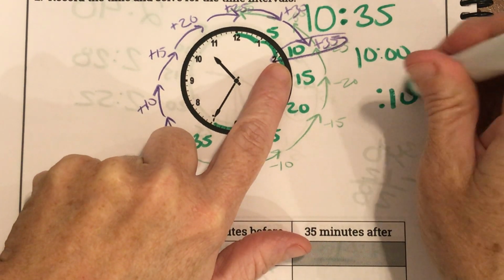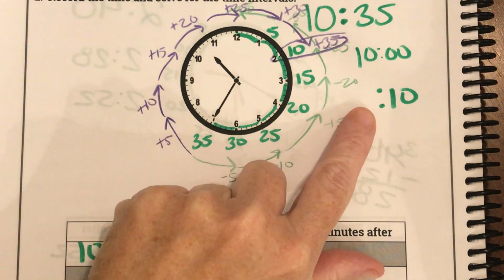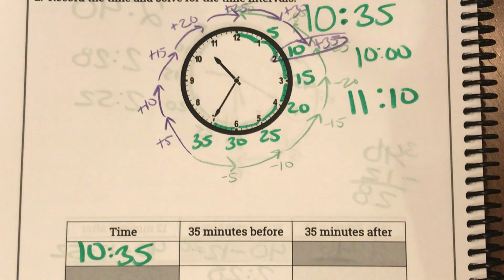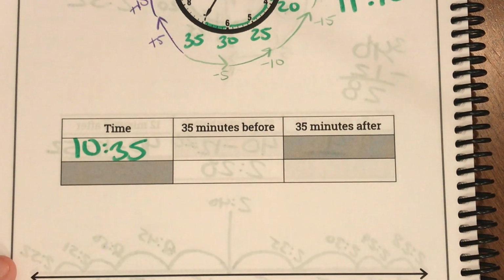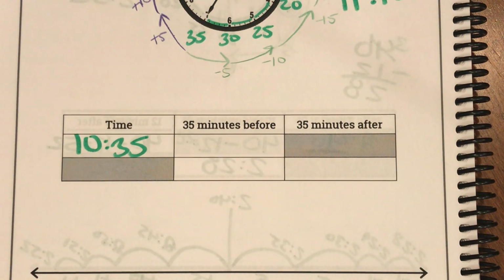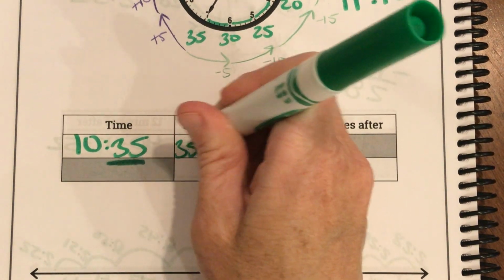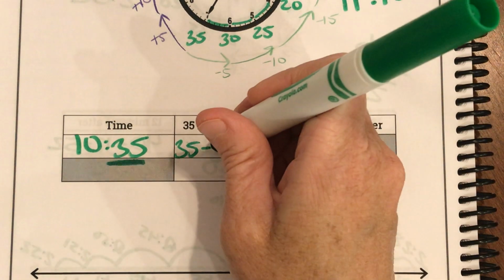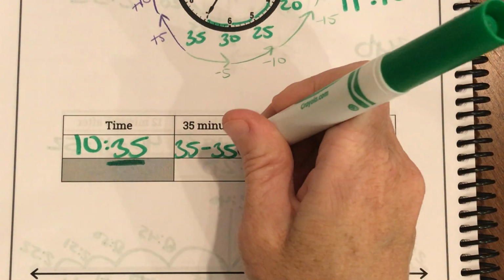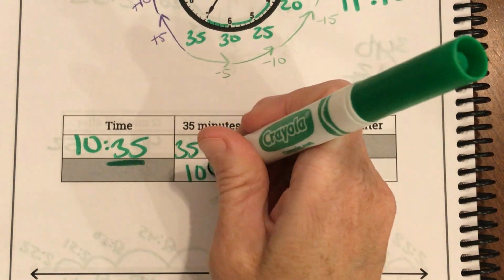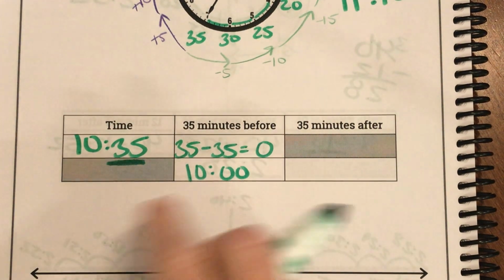So my minutes is 10. My hour couldn't still be 10 because it was later. So my hour now has to be 11, 11:10. Okay, so let's see what this looked like if we used our adding subtracting strategy. If I had 35 minutes and I wanted to go back 35 minutes or take away 35 minutes, I would end up with nothing, which means it would be 10 o'clock exactly.